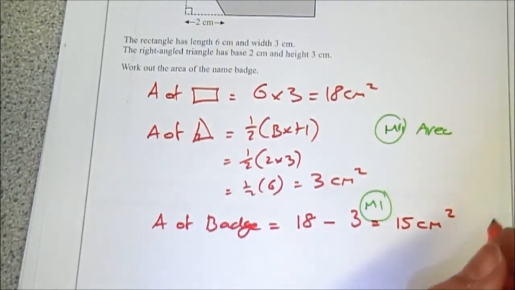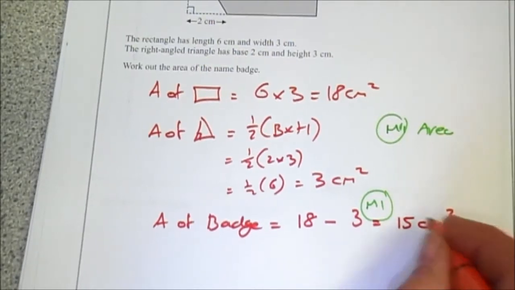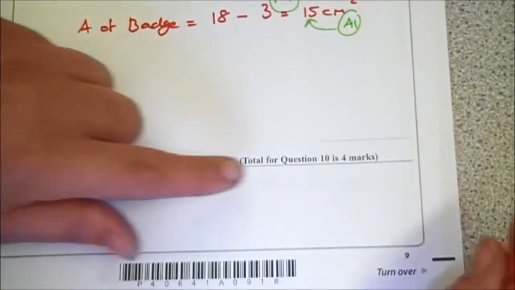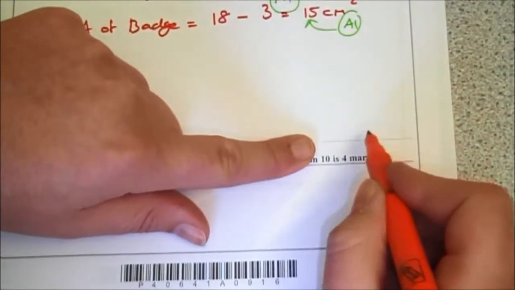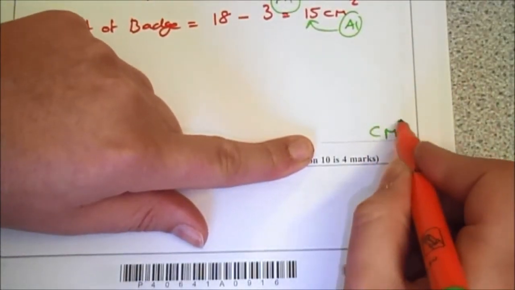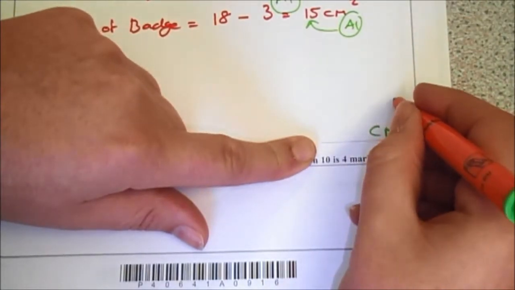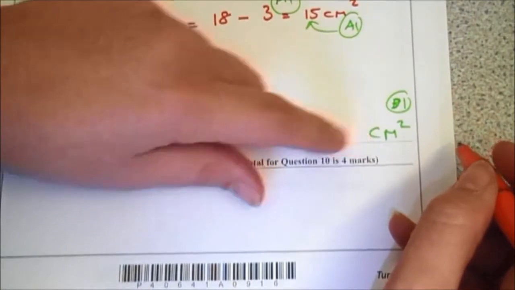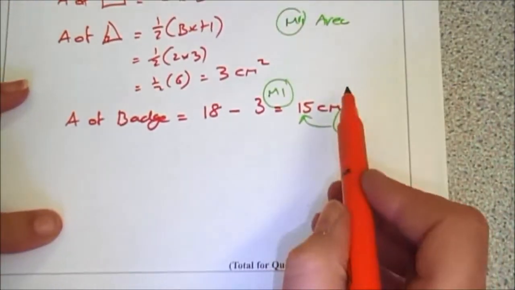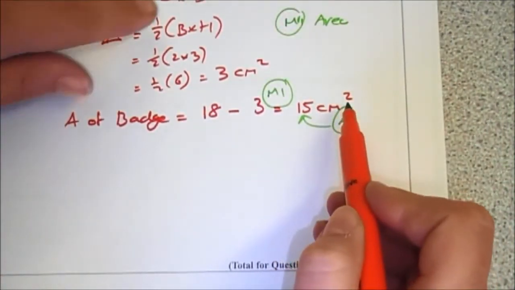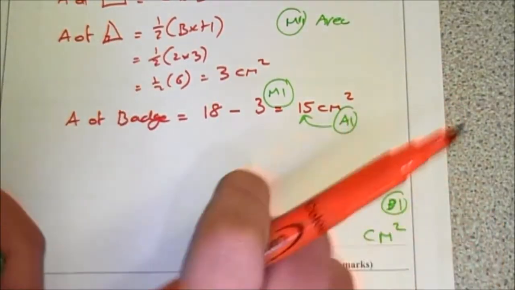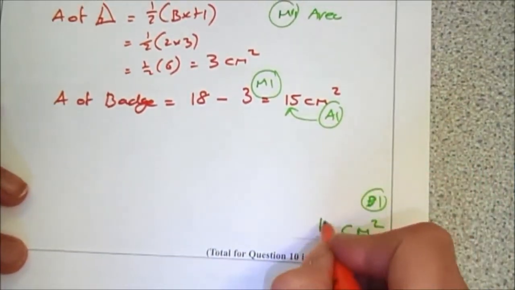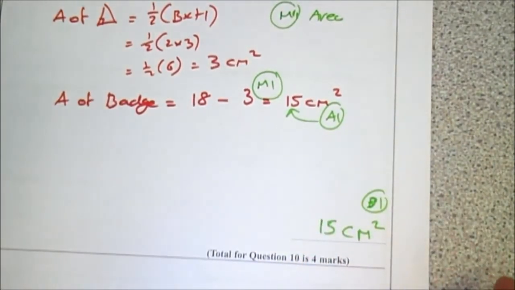You get the third mark for getting the 15. And look at the answer line. They haven't given you the centimetre squared. So that means there is an extra mark for putting centimetre squared on the answer line. So I added it in there because I always put it in when I'm calculating so I don't lose my place. So I would have got that mark, but many people will not have.